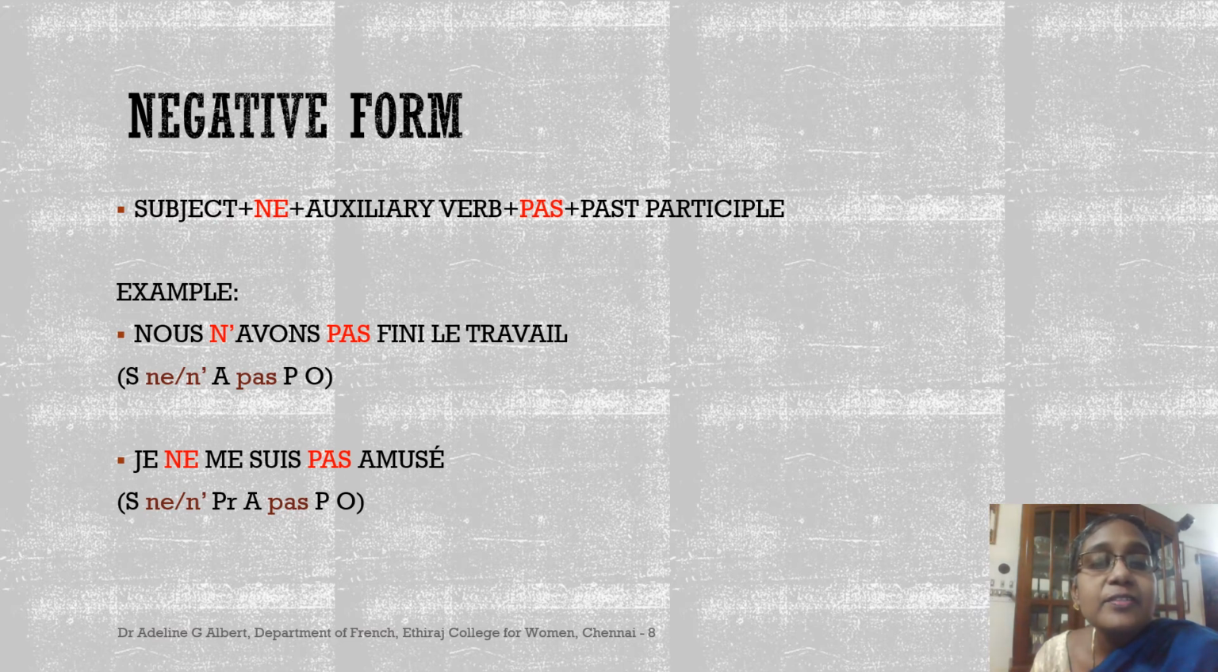You have the negative form next. I love structures. Maybe you don't like structures. Maybe you can remember it easier if you remember a sentence. I've told you, if you don't like structures, remember a sentence that is conjugated correctly and you have your structure in your mind. So think of a structure like this: subject, ne, auxiliary, pas, and then you have your past participle.